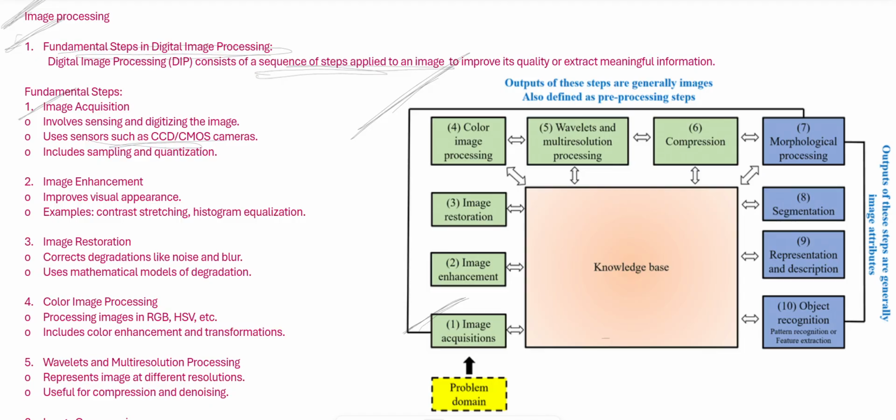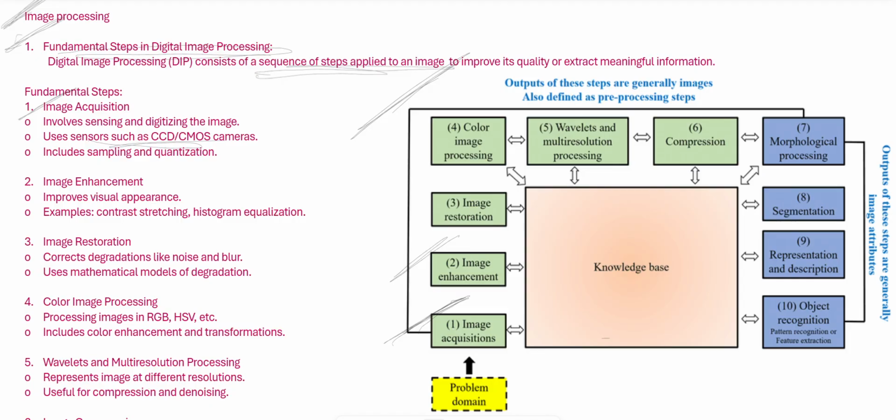So it includes sampling and quantization of that image. What sampling and quantization are, we'll see in further videos. So this is what image acquisition is about. It involves sensing and digitizing the image. And the next step is image enhancement.